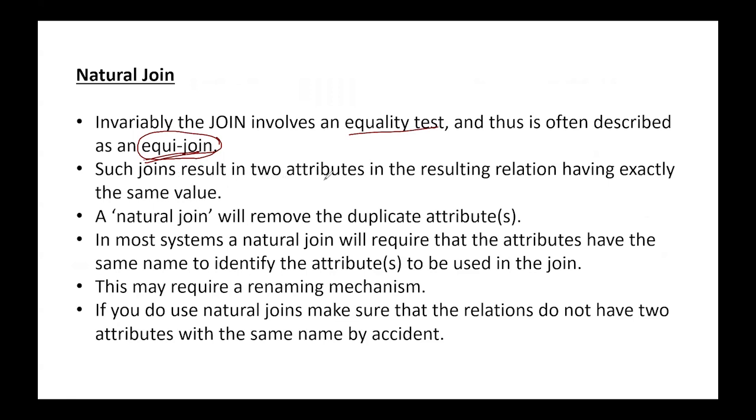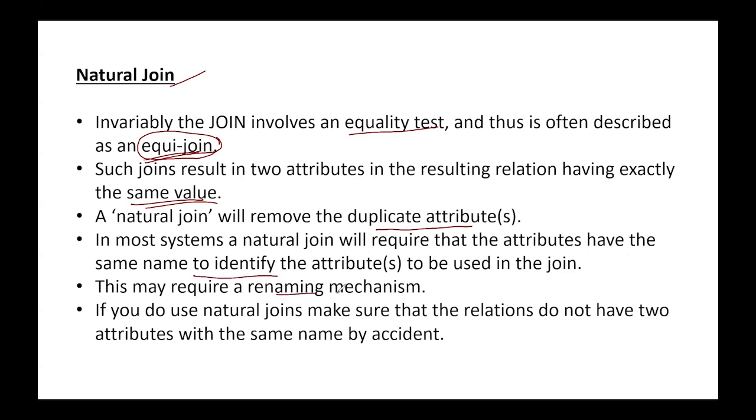Such joins result in two attributes in the resulting relationship having exactly the same value, as we have seen. Now, what is a natural join? A natural join will remove the duplicate attributes. Natural join is nothing but just like our Cartesian product, but we will remove the duplicate attributes. In most cases, a natural join requires that the attributes have the same name. This we have seen in the last class.